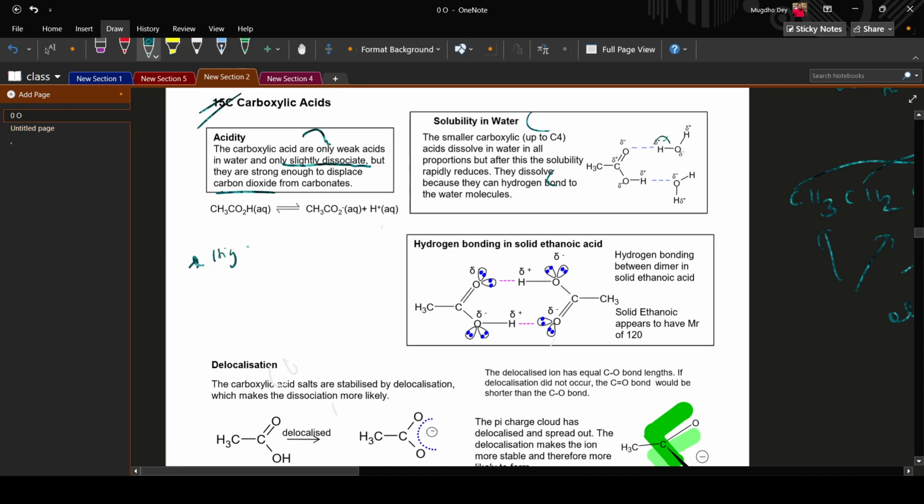A higher electronegative element must be present compared to hydrogen. So in this case, obviously it's oxygen. So this is the first condition, and of course the second condition is that partial charges must be present.